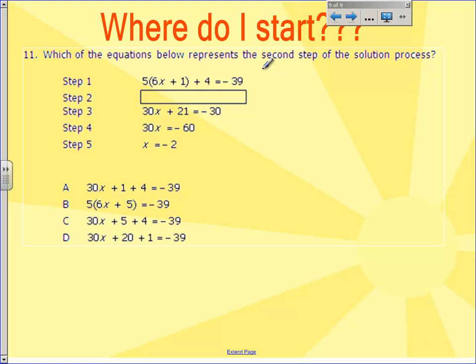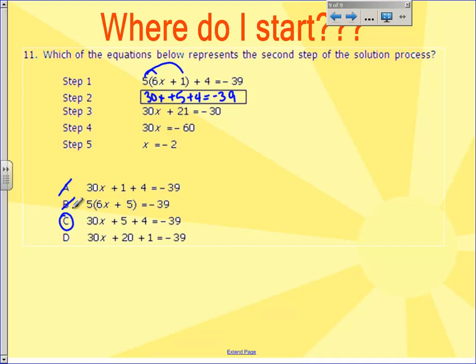Well, the first thing you would do to this is distributive property. So you would do 5 times 6x and get 30x. And you would do 5 times 1 and get 5. And so the second step of your solution process should look like this. And if you look at your answer choices, it's not this one because they forgot to distribute that way. It can't be that one. It still has parentheses. Looks like C. So that's what it looks like.